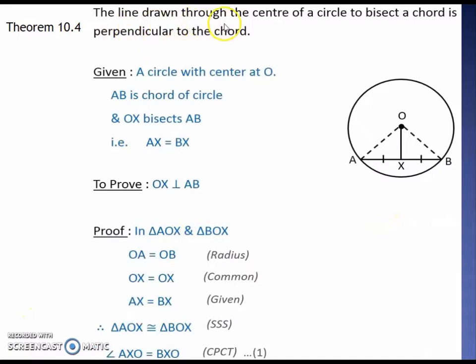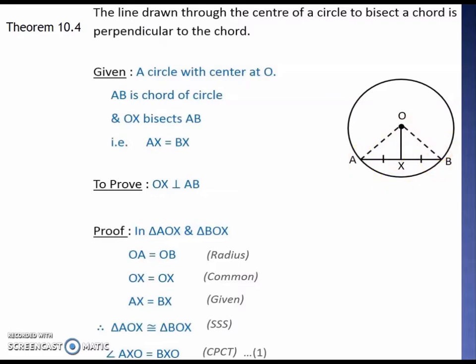10.4 states that the line drawn through the center of a circle to bisect a chord is perpendicular to the chord. So it is just the converse of 10.3. That means now from the center you have drawn a line which is bisecting this chord AB. That means AX and XB are equal. You have to prove that in that case, OX will be perpendicular to AB. This is what you have to prove now.